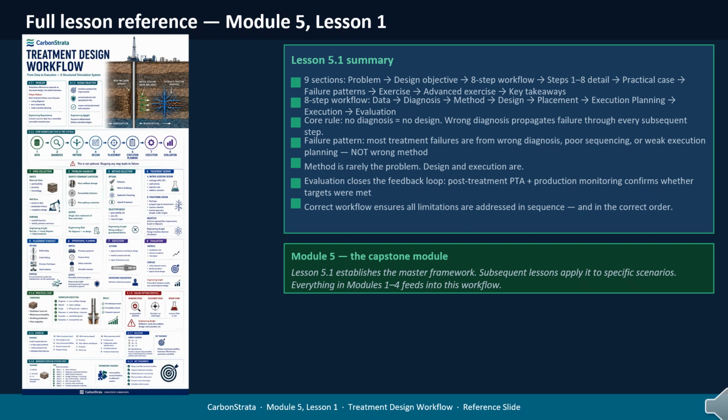Now the key rule on this slide. No diagnosis, no design. And no design, no result. This is the control point. Now the failure pattern. Wrong diagnosis. Poor sequencing. Weak execution planning. Not method. Now step back. This slide is not for learning. It is for reference. A quick check before any treatment. Now move forward. Module 5 continues from here. The next lessons will not introduce new steps. They will go deeper into design. How each step is actually executed. In the field.